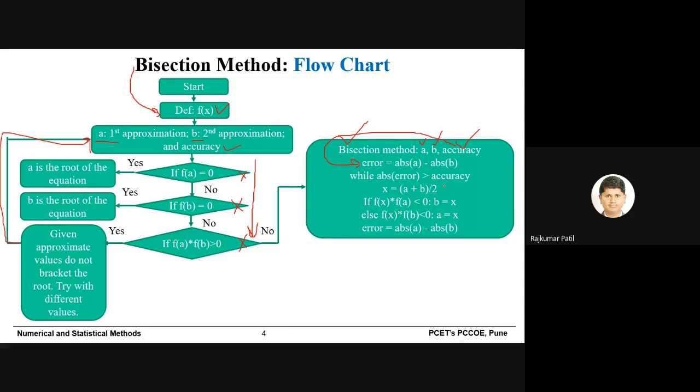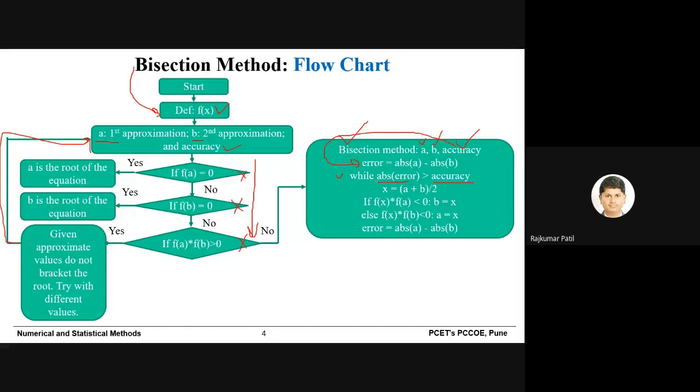And in order to do the iterations or carry out the bisection process again and again, we use a while loop, where absolute value of error is greater than accuracy. So here we will put the value of accuracy, let's say 0.0001, and this loop will be executed while the absolute value of error is greater than accuracy.